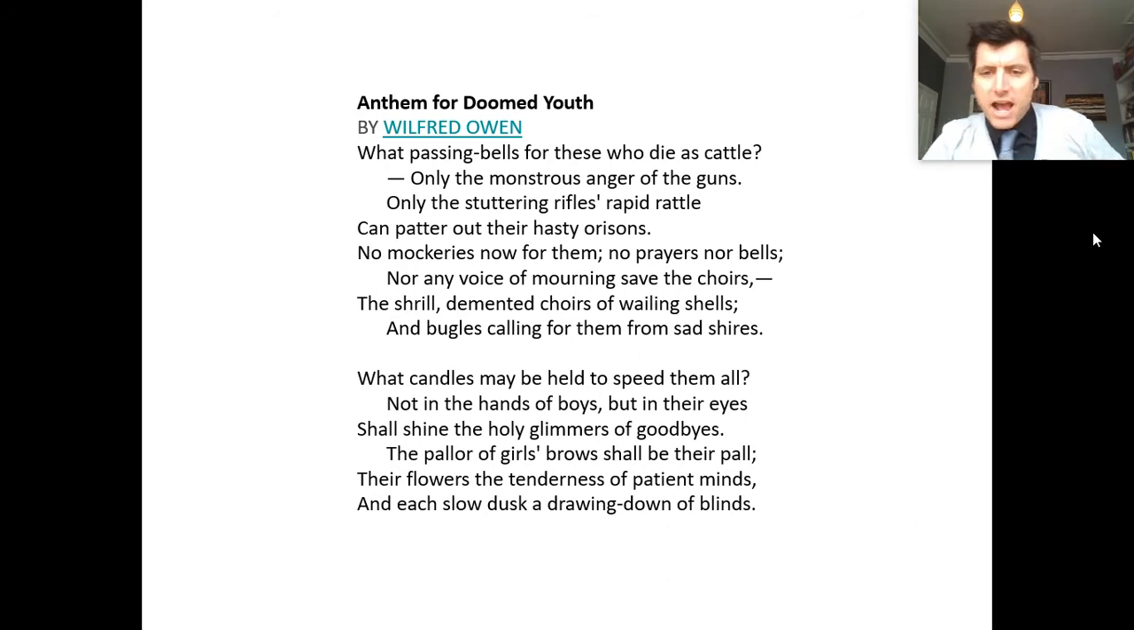What candles may be held to speed them all, not in the hands of boys, but in their eyes shall shine the holy glimmers of goodbyes. The pallor of girls' brows shall be their pall. Their flowers the tenderness of patient minds, and each slow dusk a drawing down of blinds.